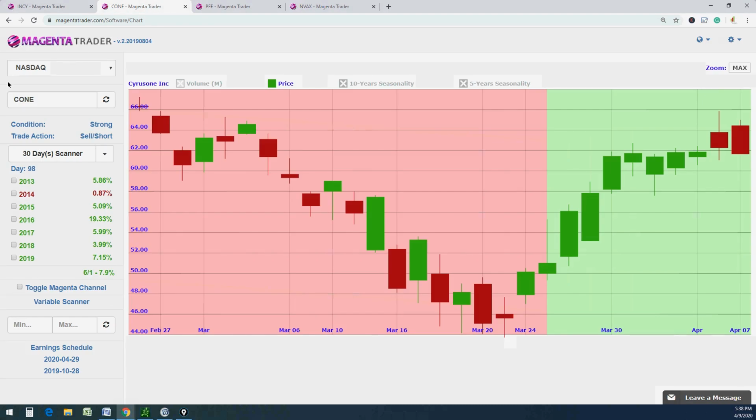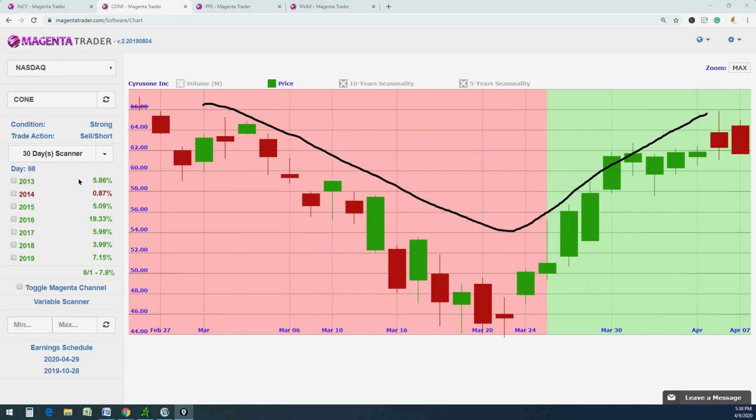Cone. Now this one I wanted to show you because I want to show you how the transition takes place from the bearish side to the bullish side. Cone is a real estate investment trust, and what they do is they build multi-tenant data center properties. They build these properties specifically for tenants that do data center, call centers, and stuff like that. That's what this company does.